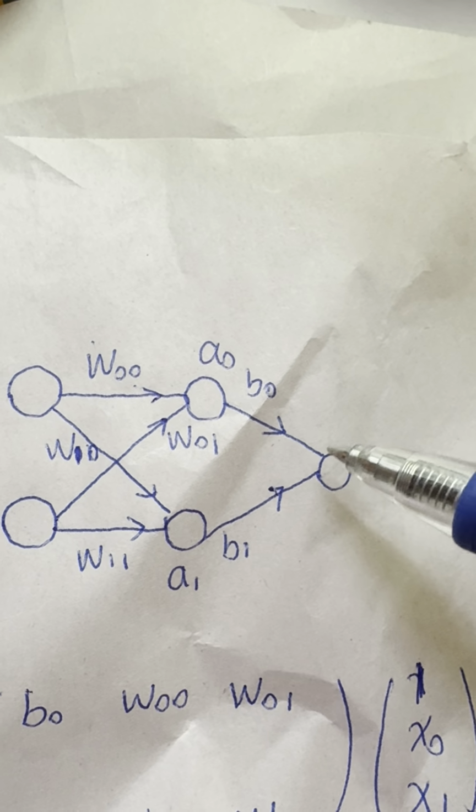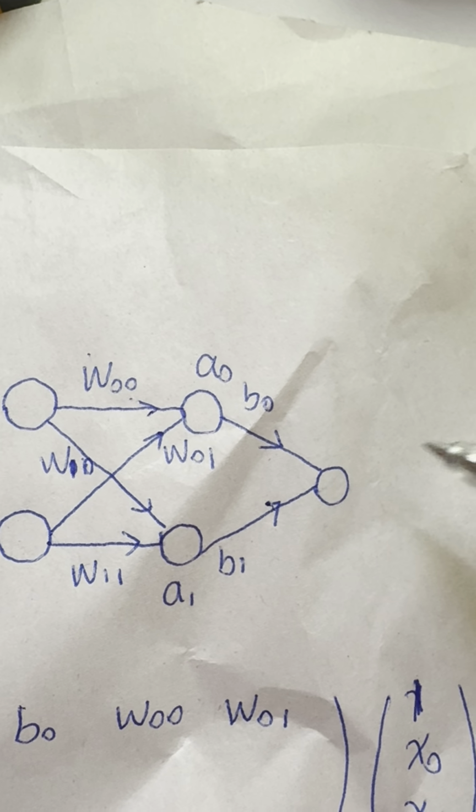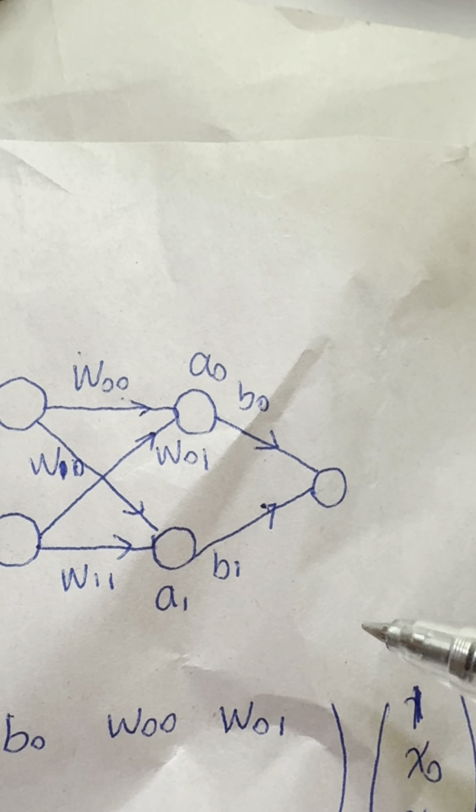And then you can continue to the output layer, or to more layers if there are more hidden layers in the neural network.